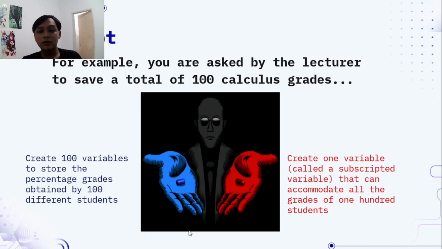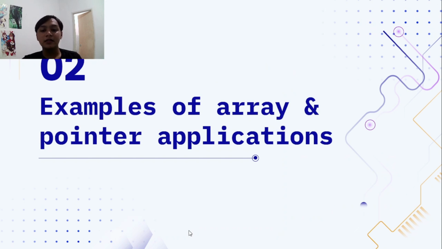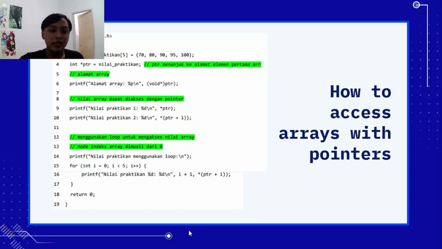Okay, we're going to take a look at examples of array and pointer application. The first thing we need to see is how to access arrays with pointers. So here we have nilai praktikan that has the values 70, 80, 90, 95, and 100. We're going to define a pointer that points to the nilai praktikan array, and we can print the array address by using void ptr in the printf syntax.